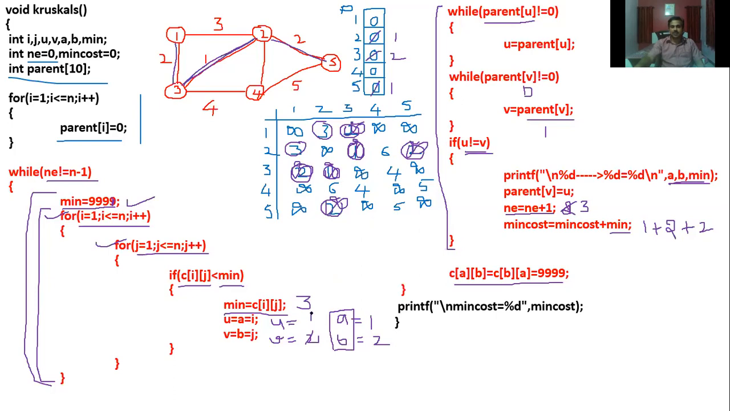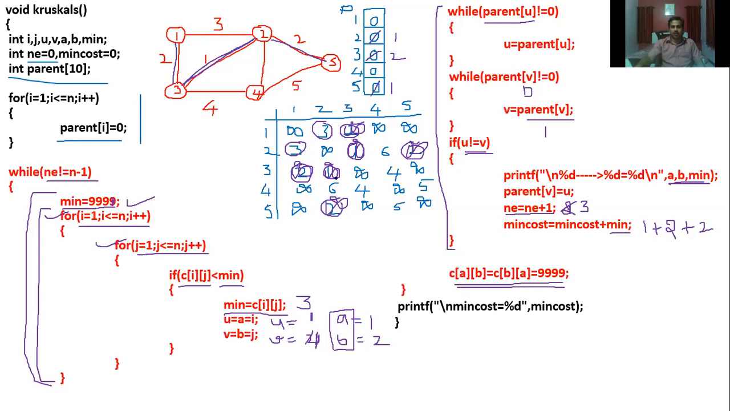You can see this observation. This is also 1, this is also 1 here. So I should not enter into this if condition. It means that I should not consider this edge at all. If I consider this edge, I'm going to get a cycle. Okay? So just make those corresponding fields infinity.